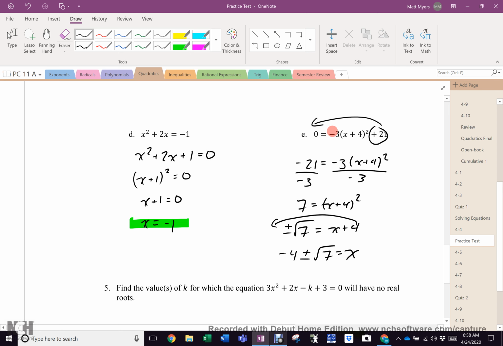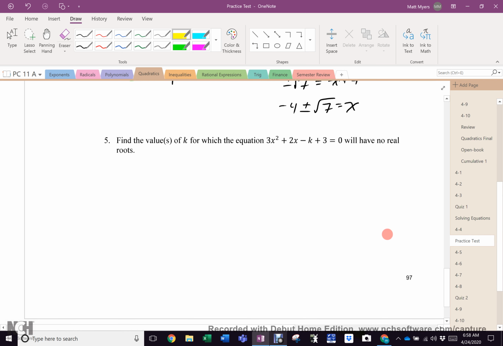Now, some of you will have expanded that, done the square here, and then you would have expanded, then you would have collected like terms, then you would have run it through the quadratic formula. You could do all that if you want, but that's a lot less work.